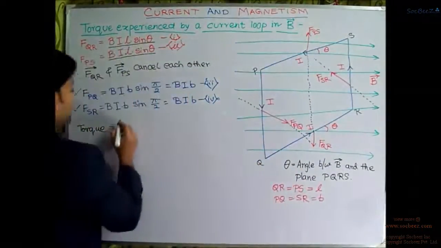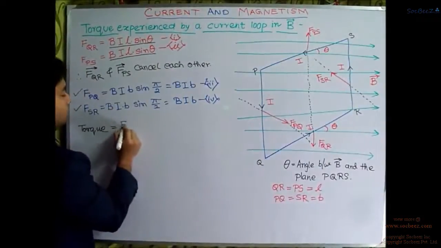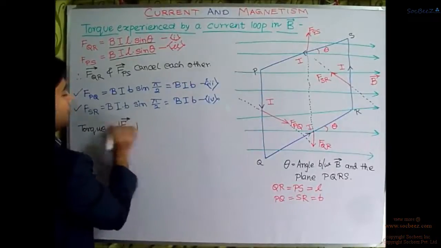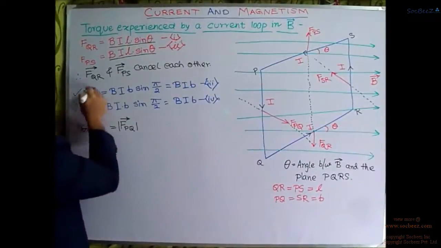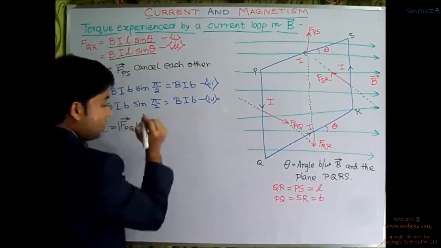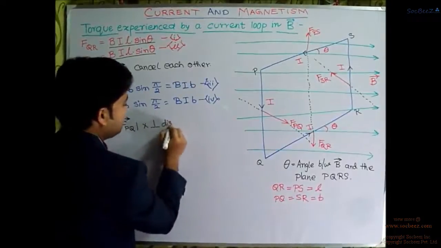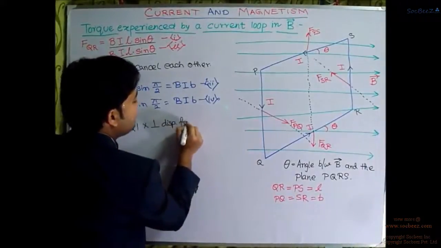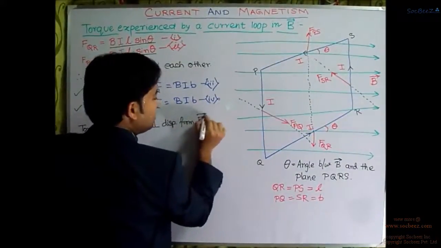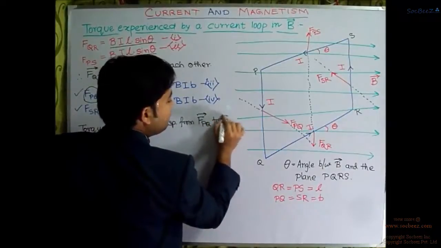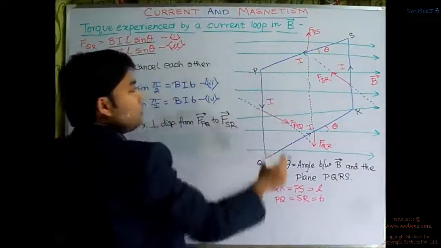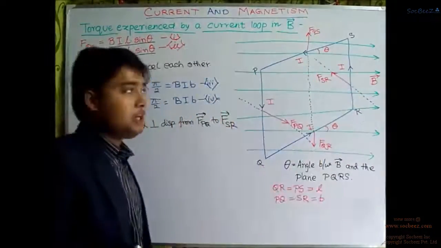So we could say that if we take FPQ, the magnitude of this force FPQ over here, multiplied by the perpendicular displacement from FPQ to FSR, right?